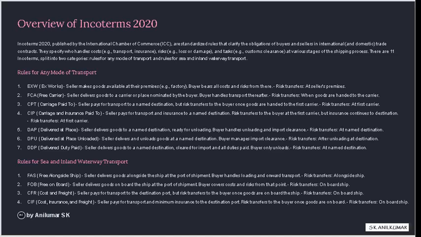DAP. DAP is delivered at place. The seller delivers goods to the named destination. It should be kept ready for unloading, not necessarily unloaded. The buyer will unload in a DAP. The risk transfers at the destination.